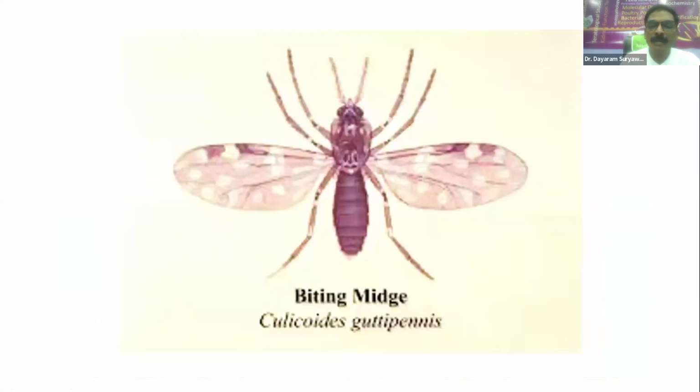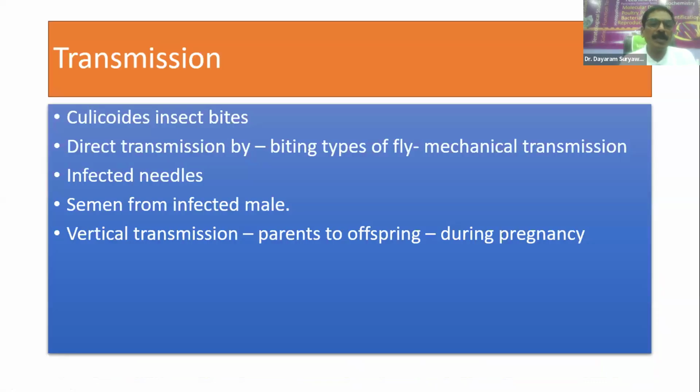This is the bluetongue-carrying arthropod, the culicoids. Mostly the transmission of bluetongue occurs by the bites of the insect culicoids. Then there is direct transmission by the biting of some flies like tabanus flies, that is a mechanical transmission. Mechanical transmission can also be observed because of infected needles. One thing also observed, semen is also responsible for the transmission of bluetongue in sheep and goat. Vertical transmission occurs from parents to offspring during pregnancy. These are the routes of transmission of the bluetongue virus.